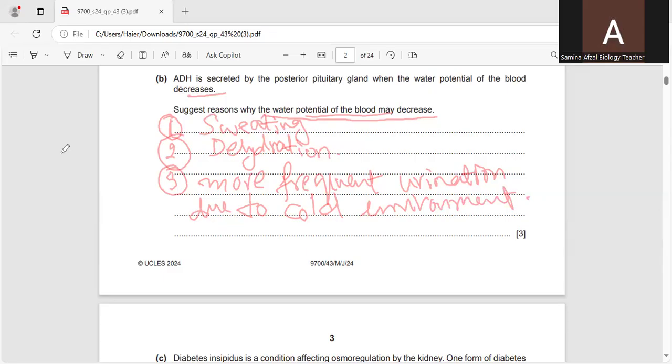So in this way, there are many reasons of decreasing water potential in the blood.